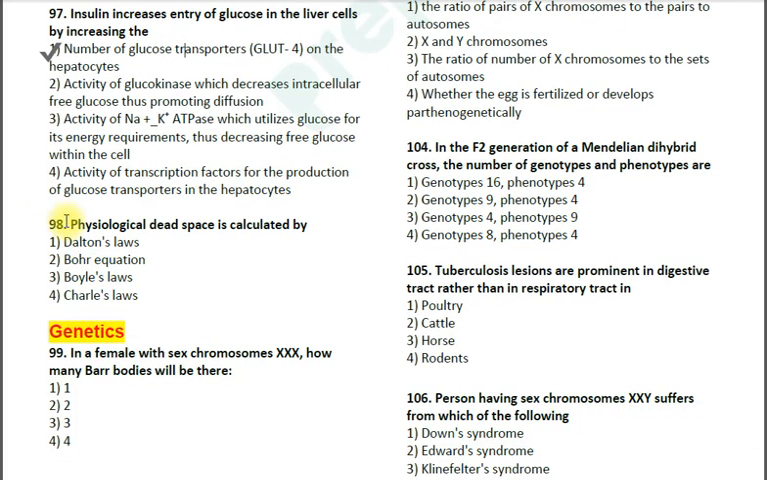Question number 98. Physiological dead space is calculated by 1, Dalton's law, 2, Bohr equation, 3, Boyle's law, 4 is Charles's law. The correct one is option 2, which is the Bohr equation. So these were the questions from question number 50 to question number 98.